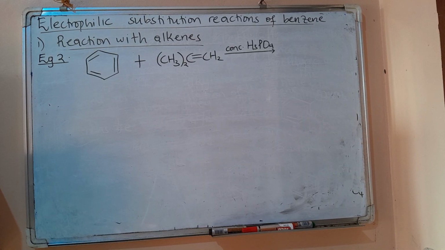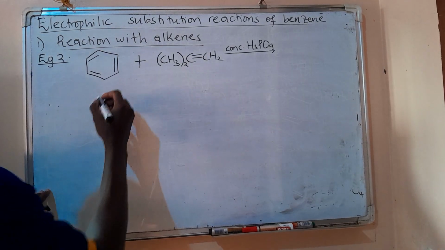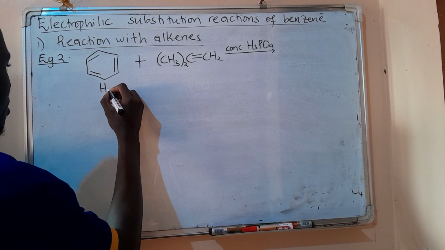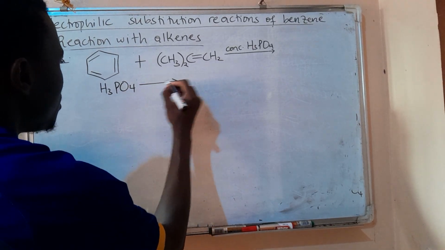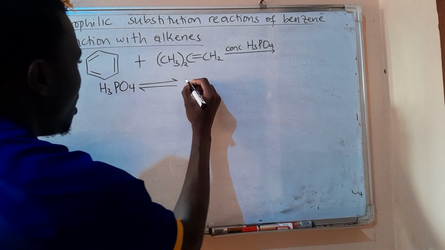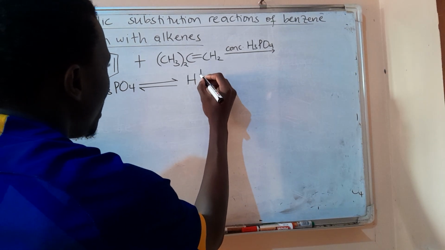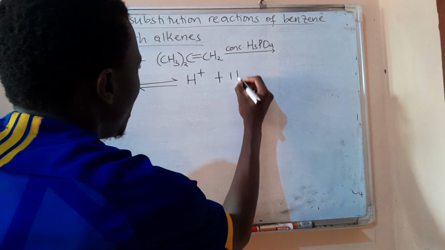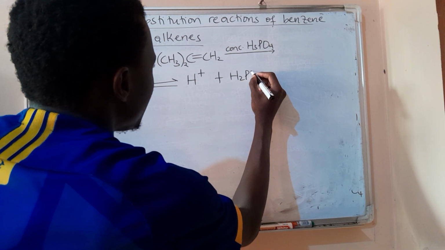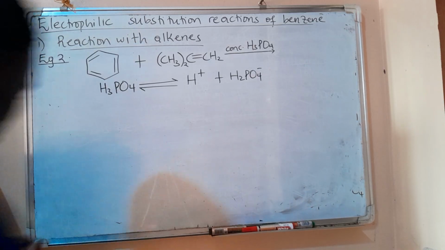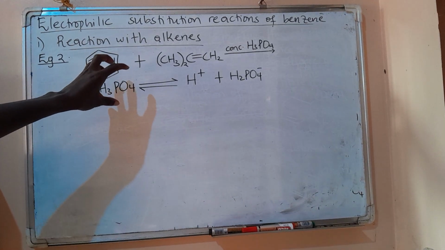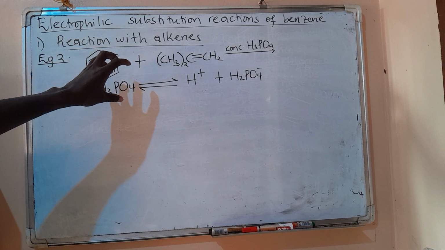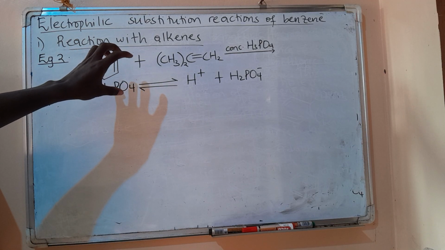In particular, phosphoric acid will first dissociate to form a hydrogen ion and a hydrogen phosphate ion. So the aim of these preliminary steps is to form an electrophile.